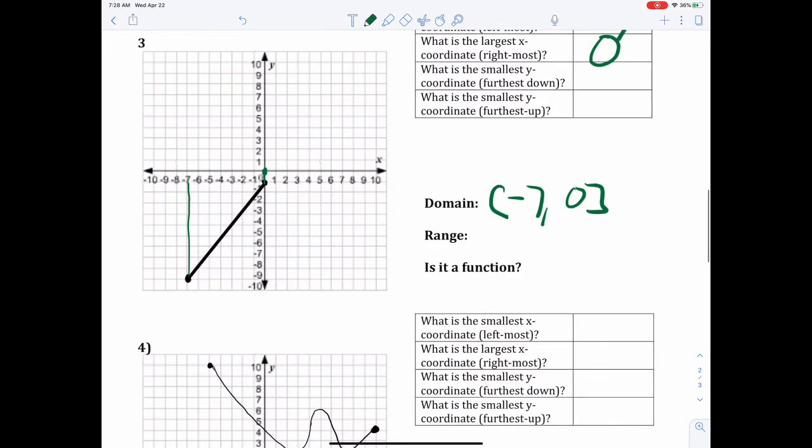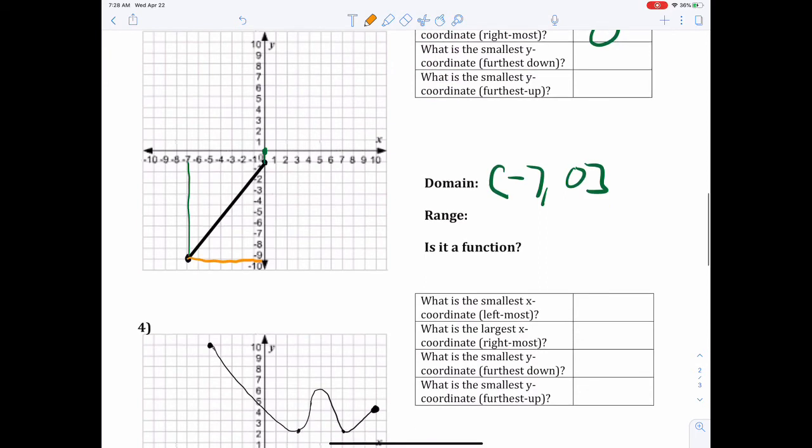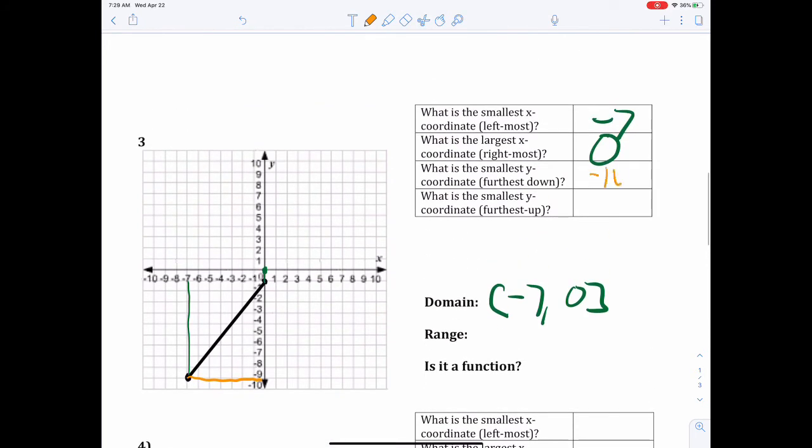And then the range, the furthest down point, is going to be -10. This graph wasn't great, but it is -10. And then our furthest up point is right here. What y value is that? We're talking y coordinates. That's -1. So our range is -10 to -1. And then yes, it is a function.